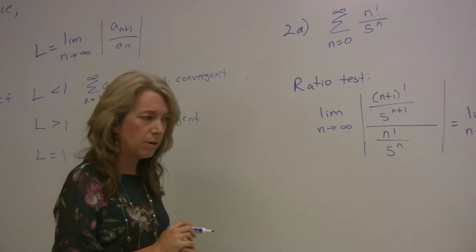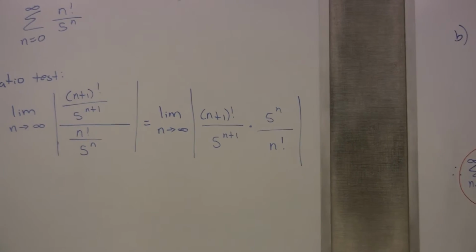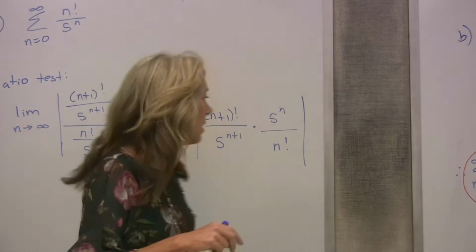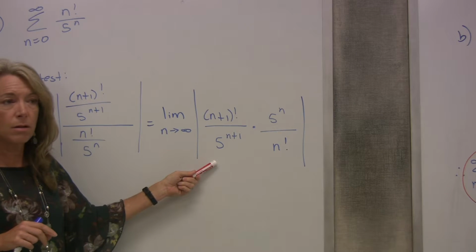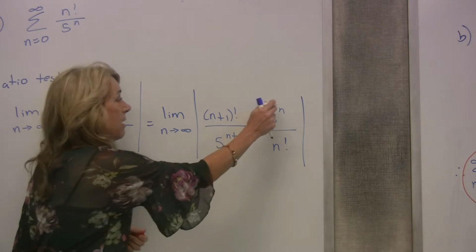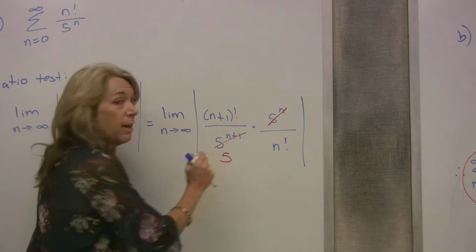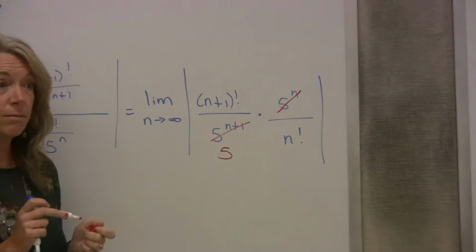So what reduces here? I will tell you. The 5 to the n's are going to reduce for sure, right? I've got 5 to the n up here and 5 to the n plus 1. So I'm going to have one extra 5. The extra 5 is down here. I just have one 5 left, right? Because I had one extra 5 here. So I paired up there.